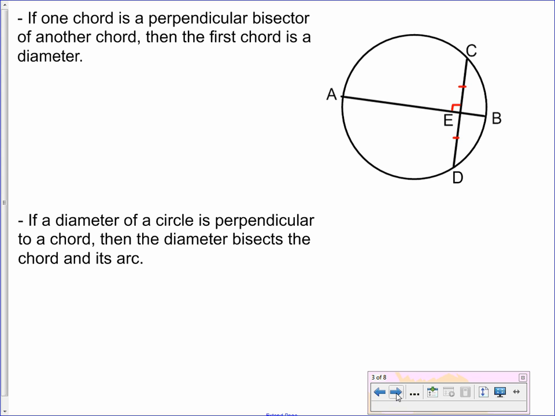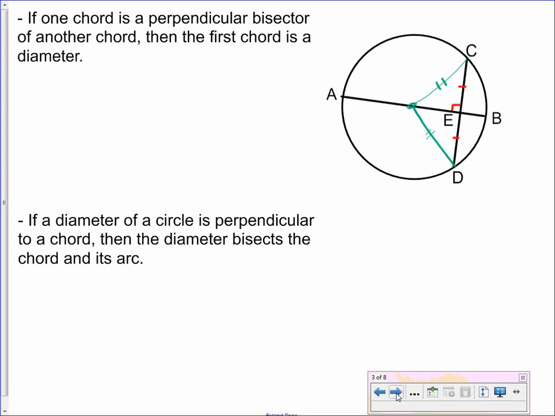All right, next one. Up top, if one chord is a perpendicular bisector of another chord, then the first chord is a diameter, meaning you're going through the center of the circle. So, a perpendicular bisector, we got to think back towards the beginning of the year to one of those properties. Any point on a perpendicular bisector is equidistant from the endpoints. So what that means is, if I put a point here, connect it to C, and I connect it to D, because this is a perpendicular bisector, these segments are congruent.